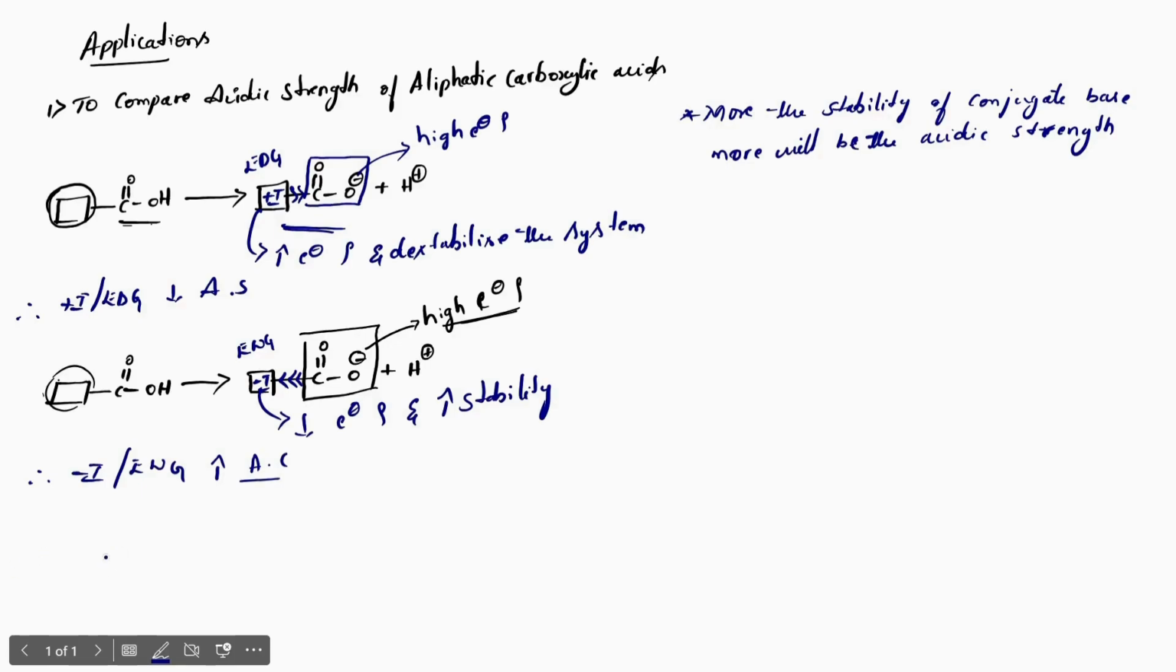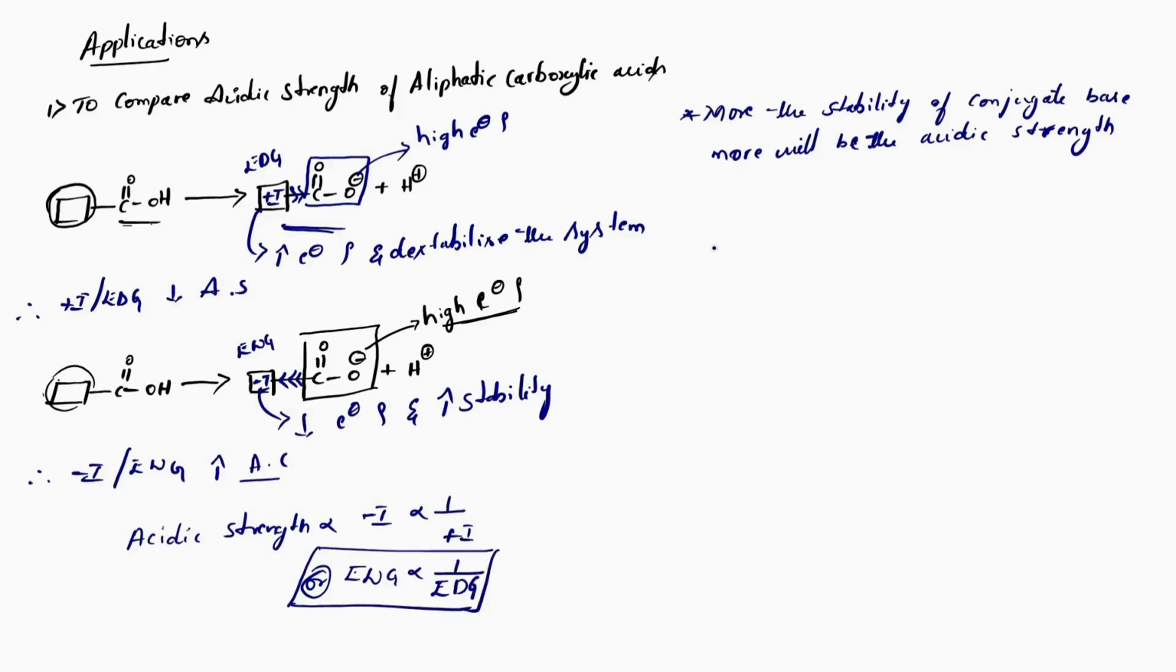So we can say that acidic strength is directly proportional to negative inductive effect and inversely proportional to positive inductive effect. Or you can also say that acidic strength is directly proportional to electron withdrawing group and inversely proportional to electron donating group. Let us discuss with some example.